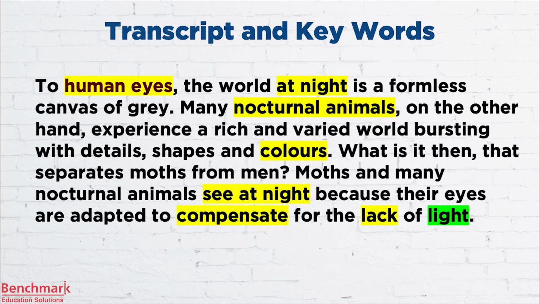Phrases like human eyes, at night, nocturnal animals, and colors are important for the context. However, the most important keywords appear at the end. See at night and compensate for the lack of something is important. At night, we know that there is no light, which makes light the correct answer. Notice how the keywords in the entire text were important, but the phrases toward the end were extra helpful.